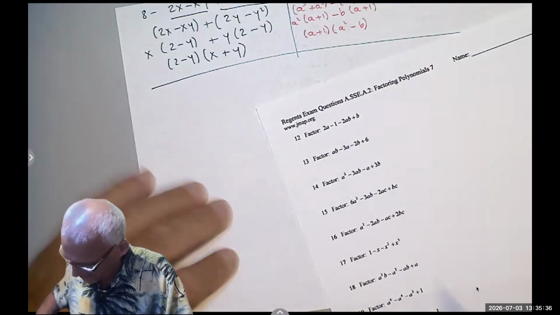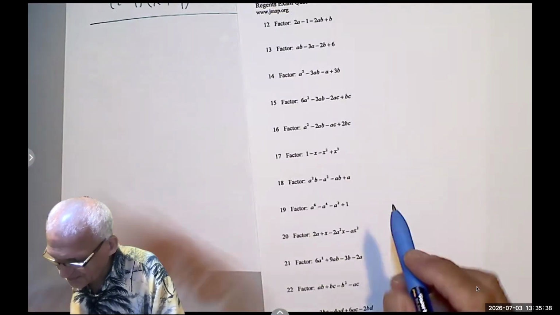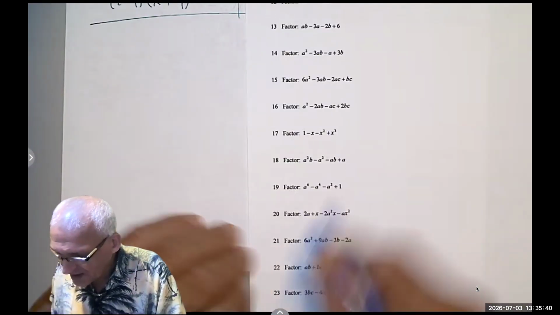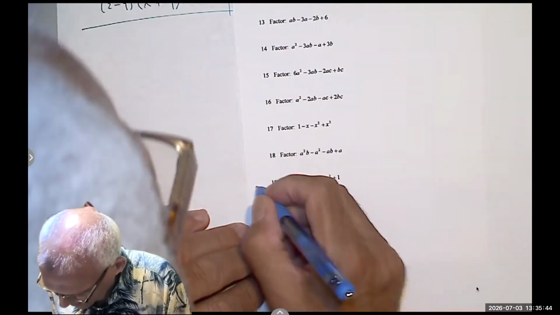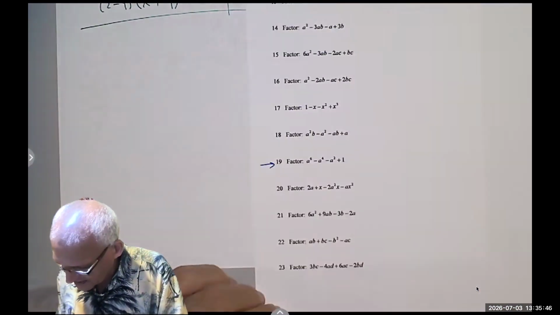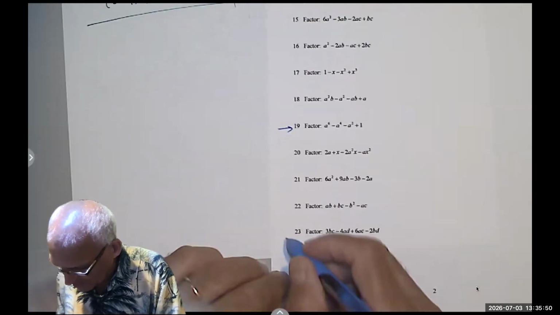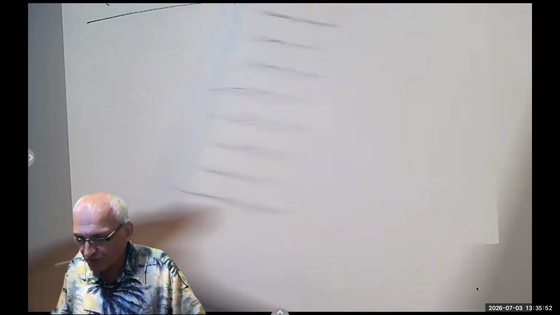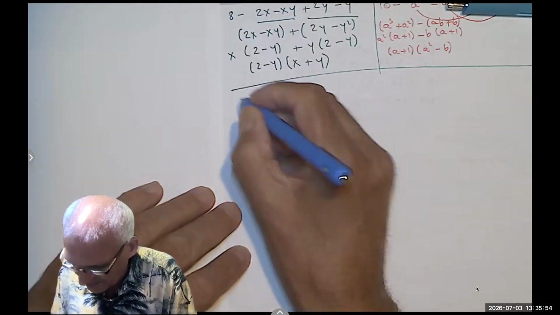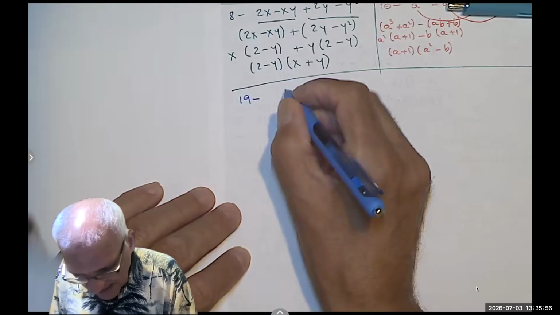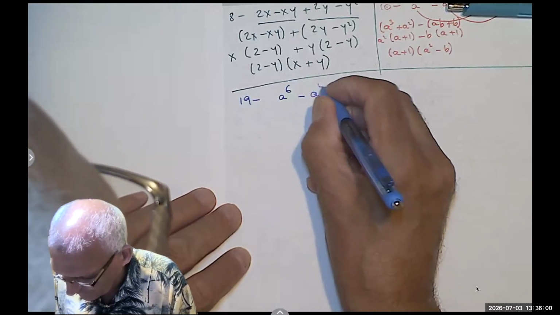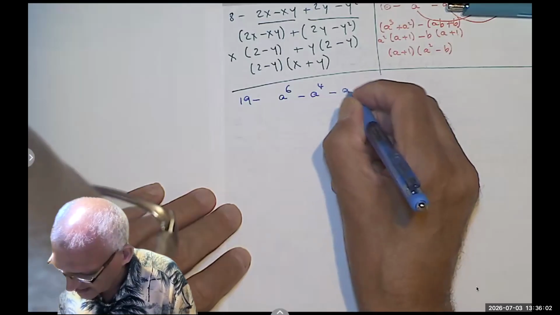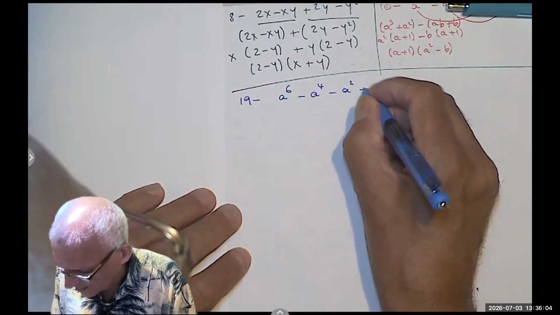I think all of them are similar. Let me see if there is something that is more interesting, because all the squares and constants, and this one may be interesting. It has a to the 6. Maybe the last one. So we can do these two, 19 and 23. 19 says a to the 6 minus a to the 4th minus a squared plus 1.